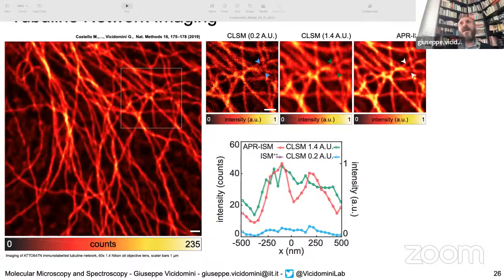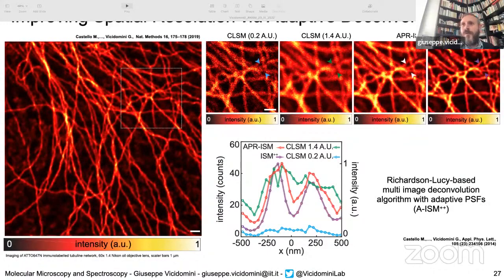What I can do if I apply image scanning microscopy, and specifically, if I collect these 25 images and then reconstruct them by pixel reassignment, I will end up with a very high signal to noise ratio image and also with the same resolution of a confocal microscope. As you can see here by this intensity profile, you can clearly distinguish two different filaments close by that you cannot distinguish if you open the pinhole, the green light, or if you close the pinhole because your image is too noisy.